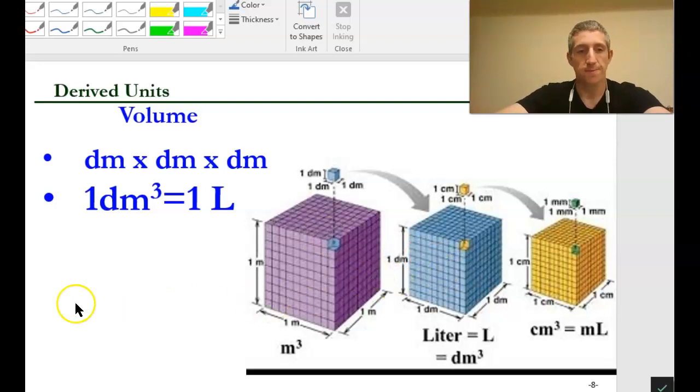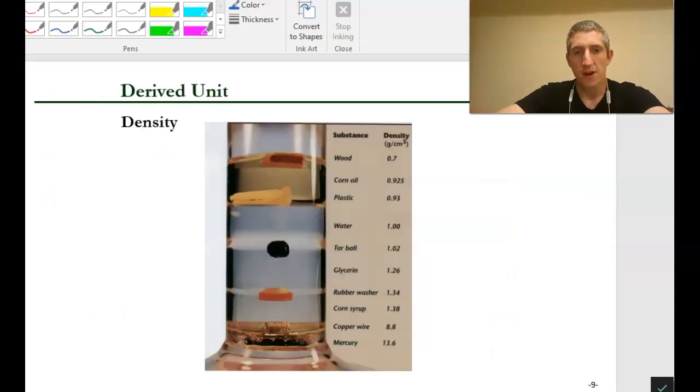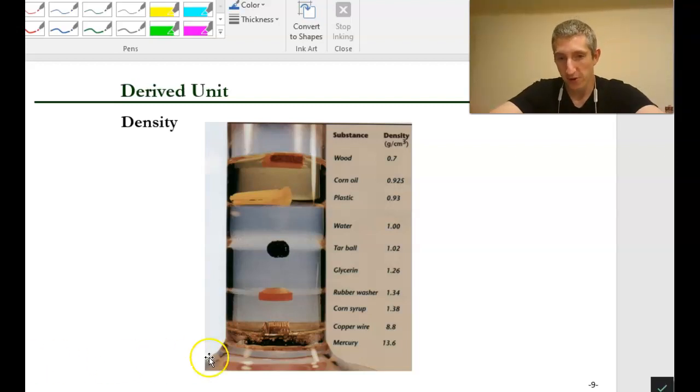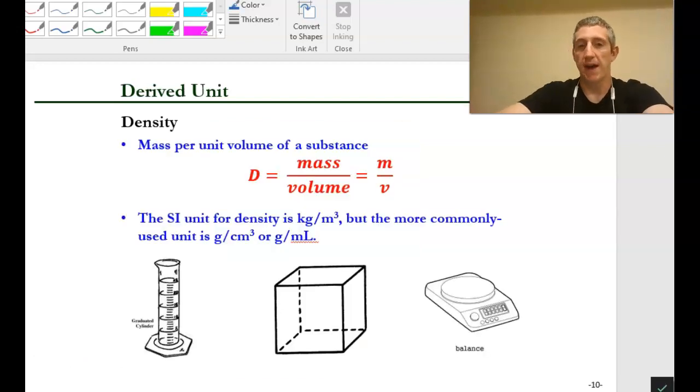So the other unit I wanted to talk about was density. Density is responsible for cool looking pictures like these where things are floating and sinking, I guess, being suspended at different levels based upon their density. So density is also a derived unit. In fact, it's even derived from a derived unit. So I wanted to spend a moment to talk about that.